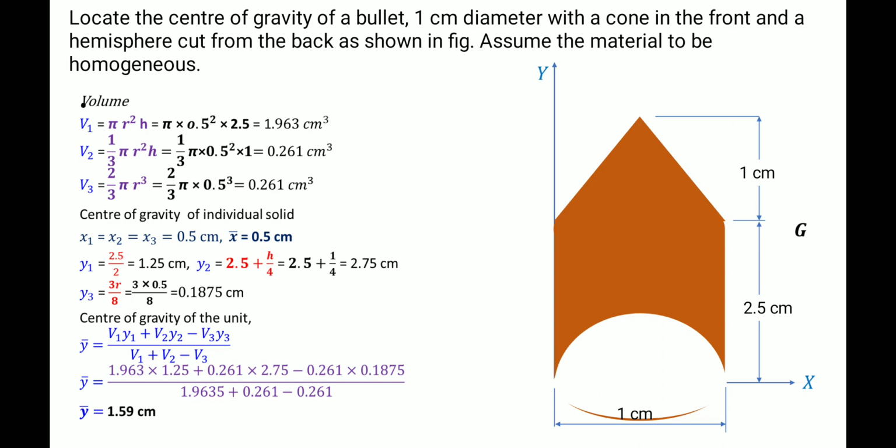This is the problem given in the question, and the figure is also given. Locate the center of gravity of the bullet. They are giving a composite figure. The bullet has a diameter of 1 centimeter, with a cone at the front. The diagram is given. So here there is one cone and one cylinder. How to solve this?